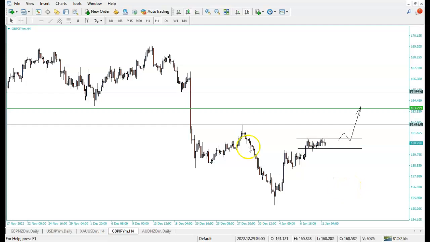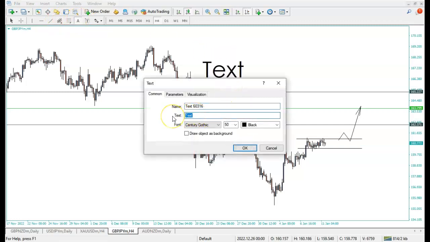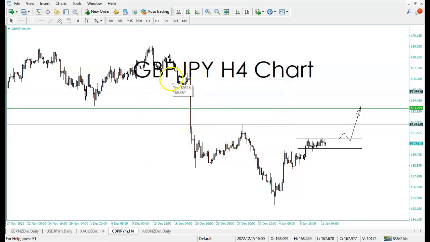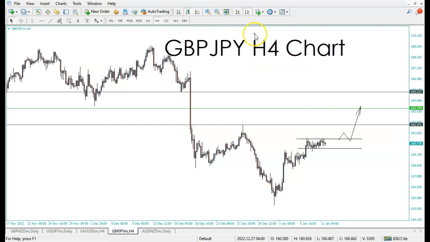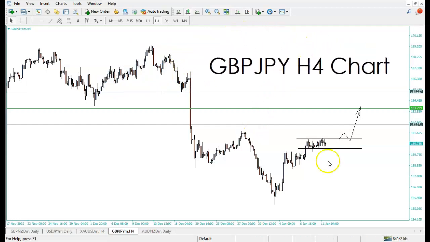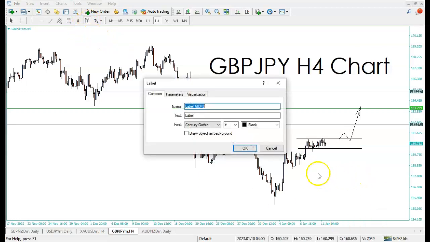So in our usual way, let me annotate the chart properly. This is Great British Pound JPY. This is our H4 chart. So guys, what are we looking for here in this market? We are looking for a buy opportunity.